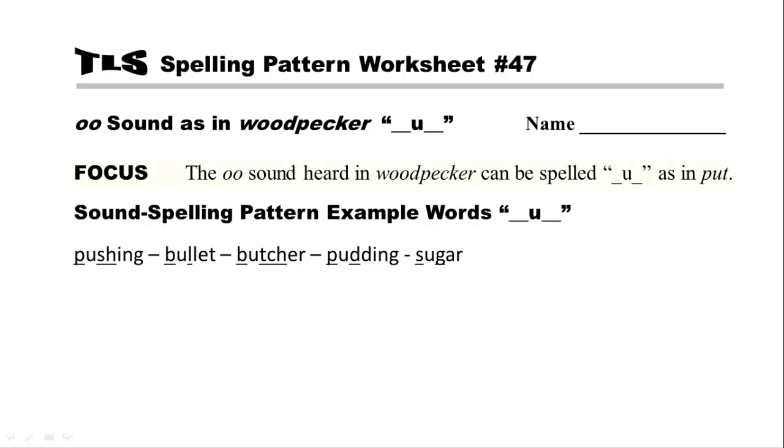Read the spelling lesson focus. The sound heard in woodpecker can be spelled blank U blank, as in put. Point just under your lower lip to draw attention to your mouth formation and say /oo/ as in put. Ask your students to repeat the /oo/ as in put.